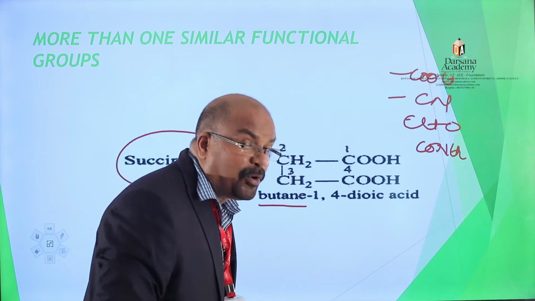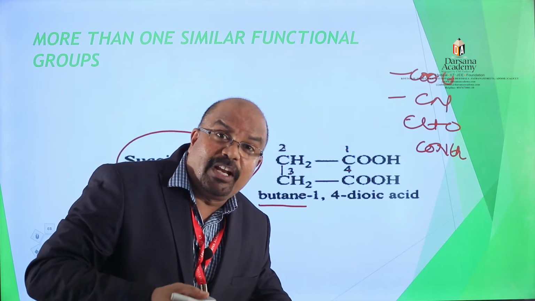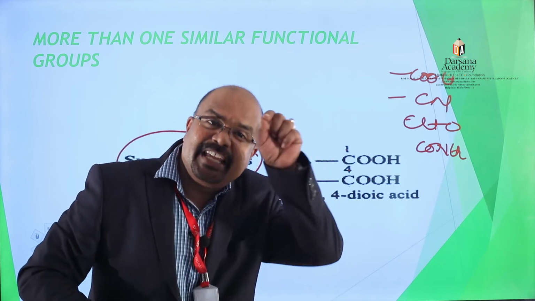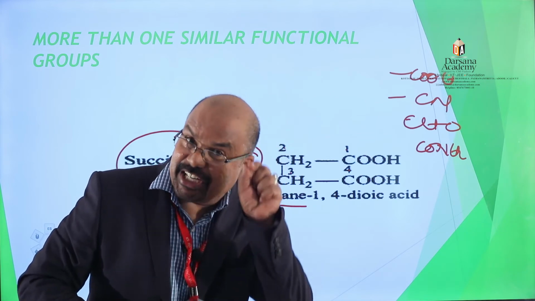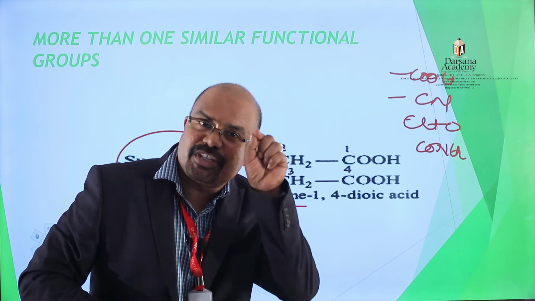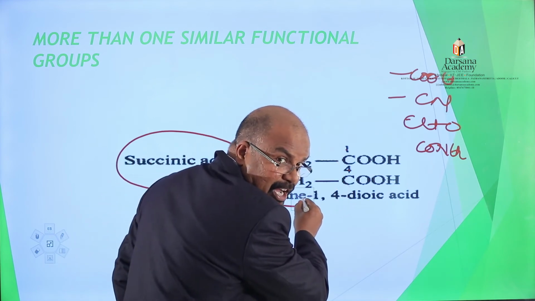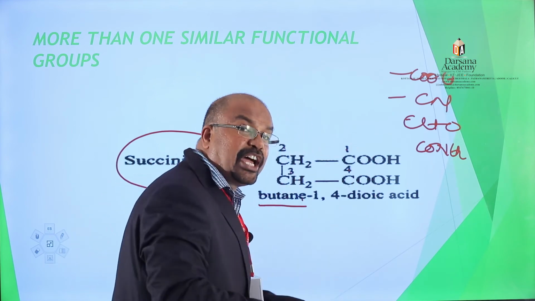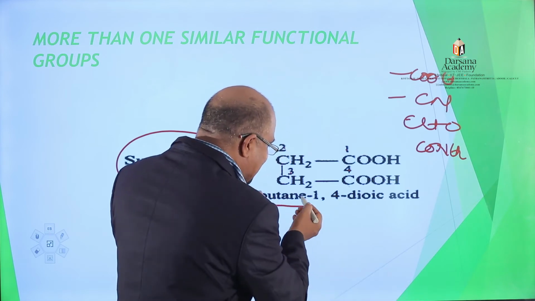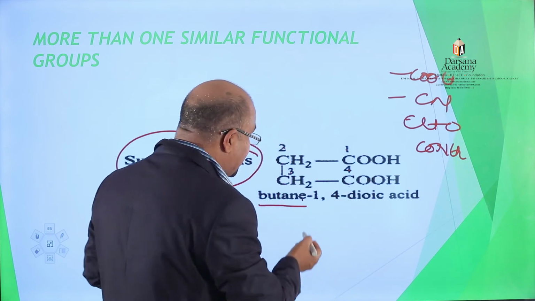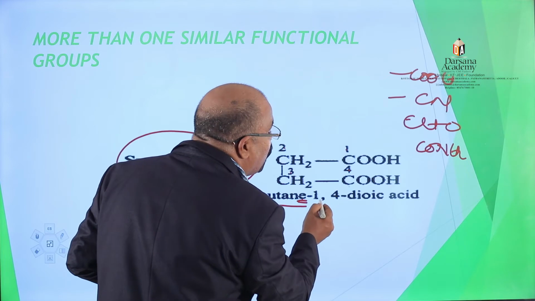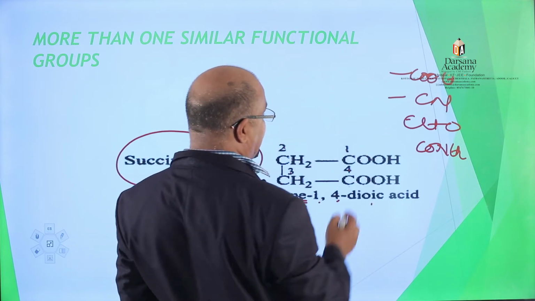Another important point: if a functional group comes more than one time, the E of the primary suffix is retained. So the name of the compound is butane, not butan. If there is one COOH group, it is butanoic acid, but here 2 COOH groups are present, so we retain the E: butane-1,4-dioic acid is the compound.